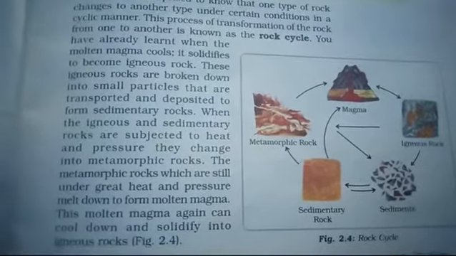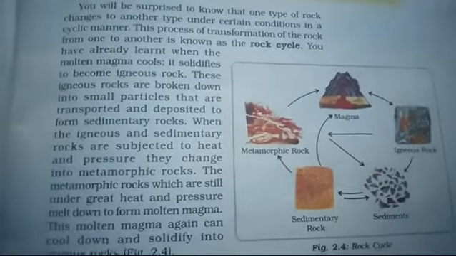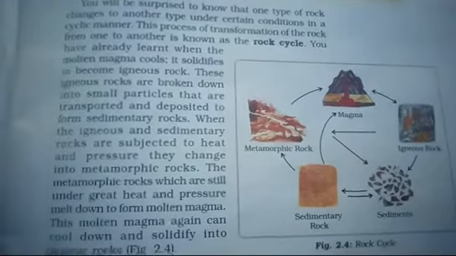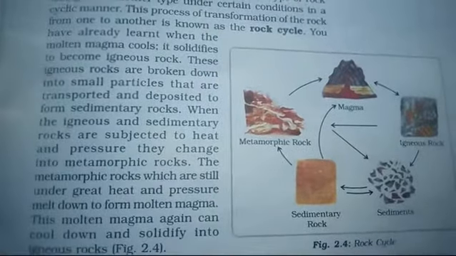And when the igneous and sedimentary rocks are subjected to heat and pressure, they change into metamorphic rocks. The metamorphic rocks, which are still under great heat and pressure, melt down to form molten magma.